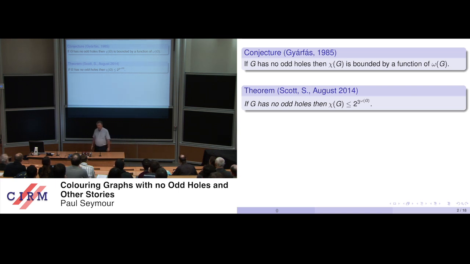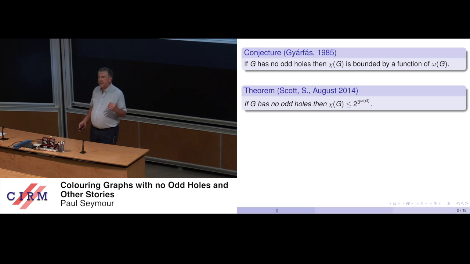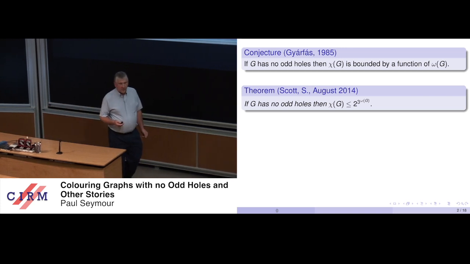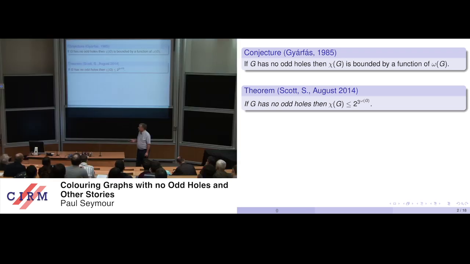Actually, we can do better. We can get 2 to the 2 to the omega, but I don't suppose anybody cares. The proof is a bit harder if you want 2 to the 2 to the omega. So let me stick with 2 to the 3.